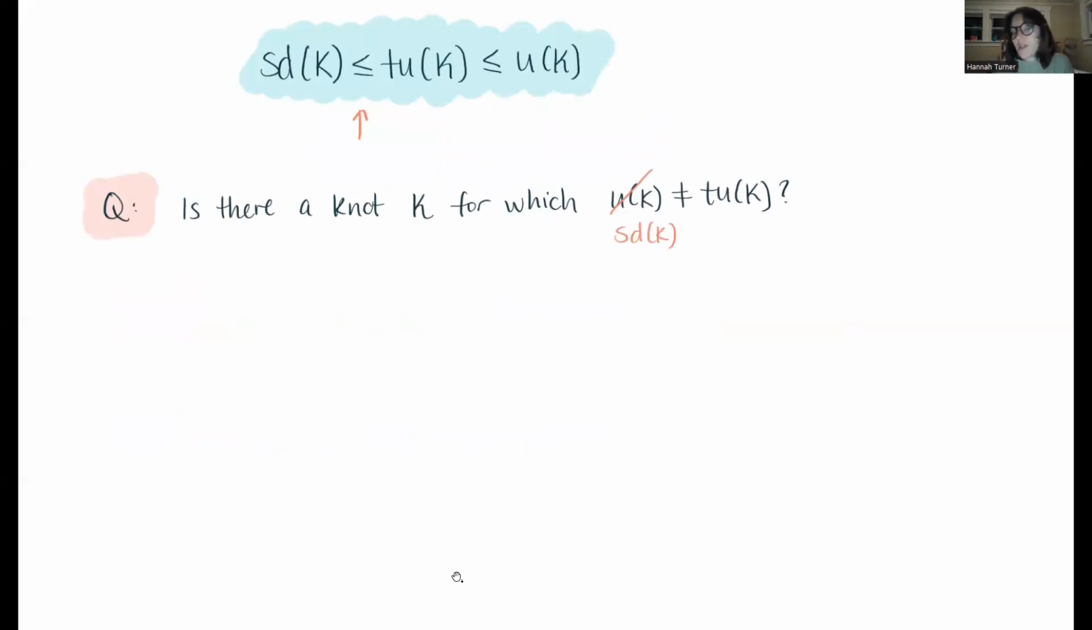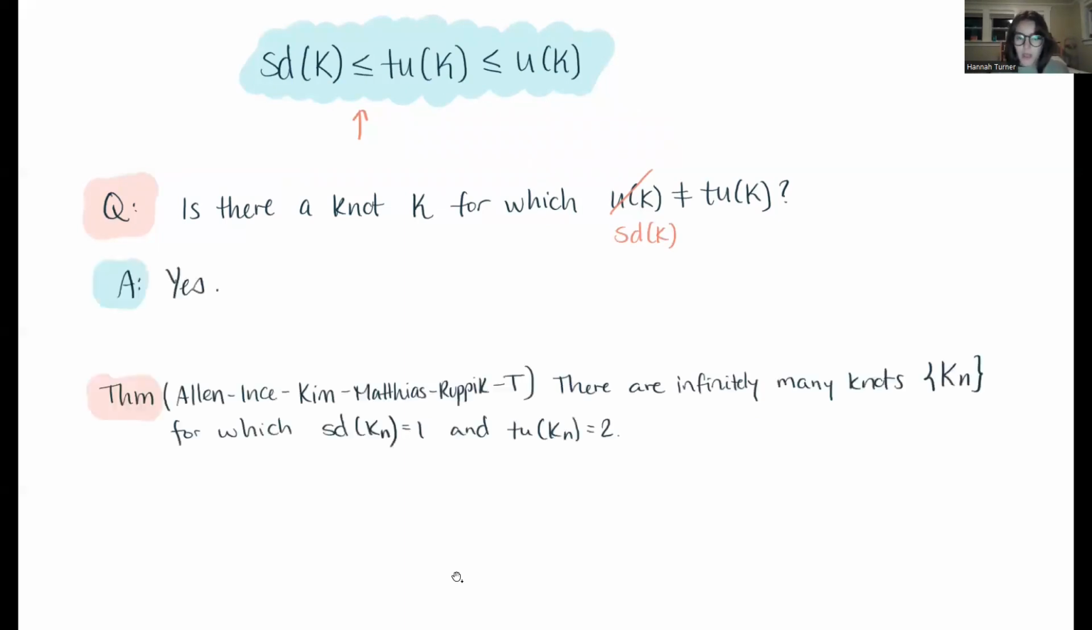So I'm interested in this left inequality. So is there a knot where the surgery description number is different from the untwisting number? And we showed, yes, that's true. In a very specific case, so we showed there's infinitely many knots where the surgery description number is 1 and the untwisting number is 2. So we were only able to show that they could be off by 1, whereas Canaan showed that they could be arbitrarily different in the case of untwisting number and unknotting number.